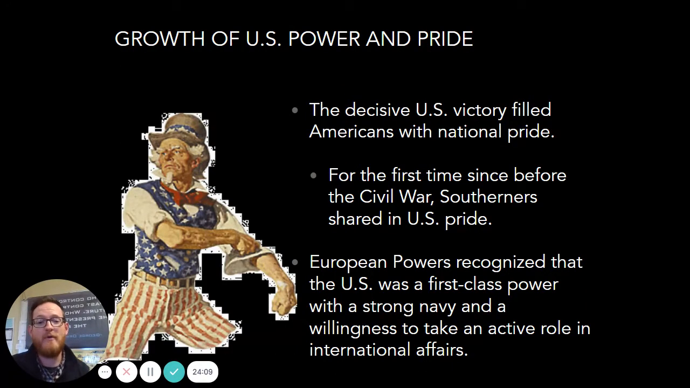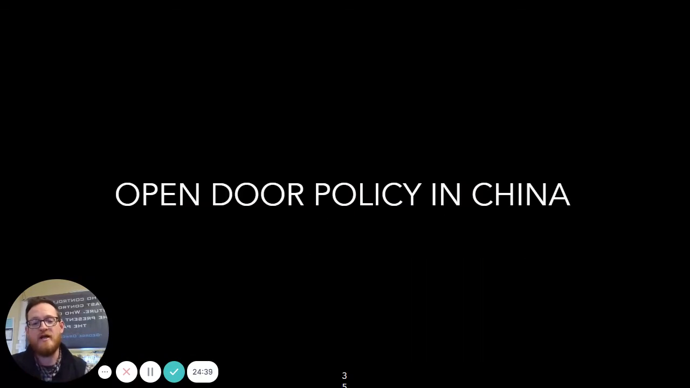Growth of U.S. power and pride. The decisive U.S. victory filled a lot of Americans with national pride. You're going to see that this is our first major conflict since the Civil War. So for the first time since the Civil War, a lot of Southerners shared in the U.S. pride in what had happened. European powers started to recognize after the Spanish-American War that the United States really was a force to be reckoned with, that we had a strong Navy, and that the United States now was willing to take an active role in international affairs with other countries.